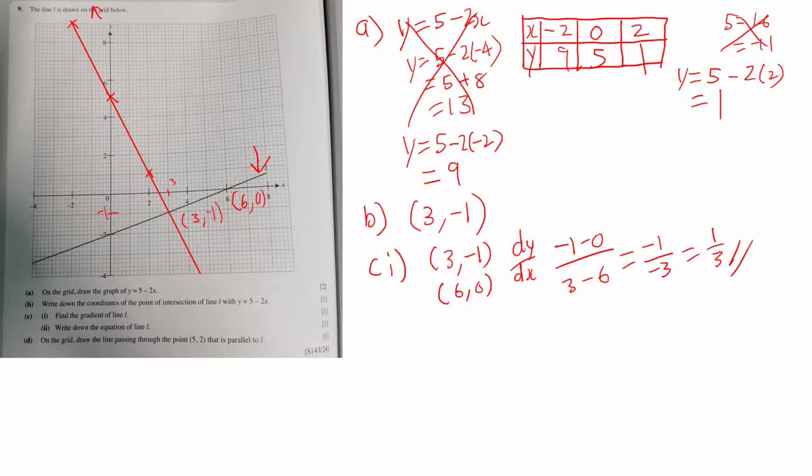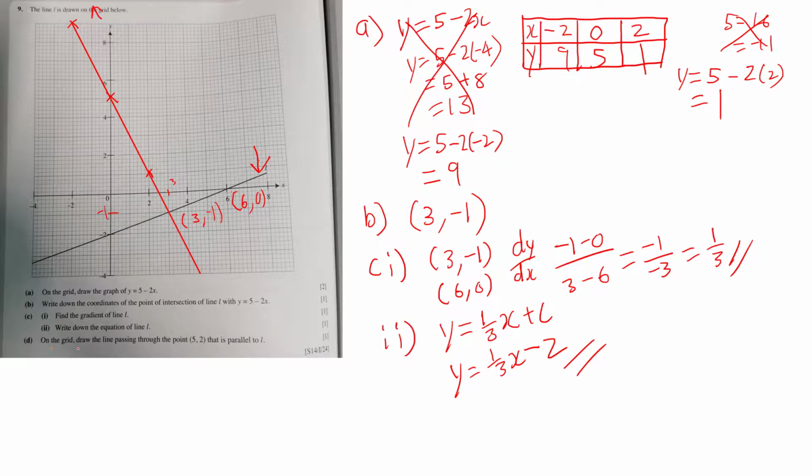Write down the equation of line L. So once we have the gradient, which is y is equals to 1 over 3 x plus c, we need to find what is c, which actually they have already given to us down here, because c is the y-intercept. y is equals to 1 over 3 x minus 2. So that will be the equation of the line, because we found the gradient, then we are given the y-intercept, which is -2.